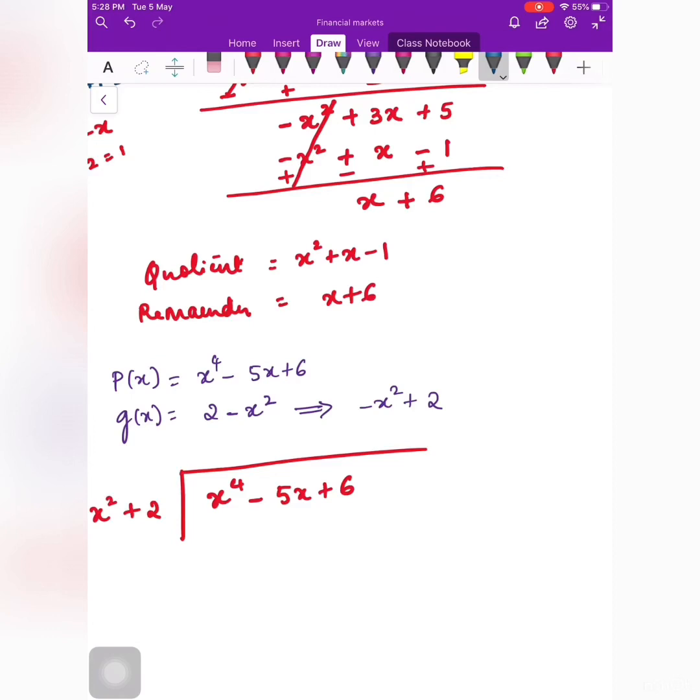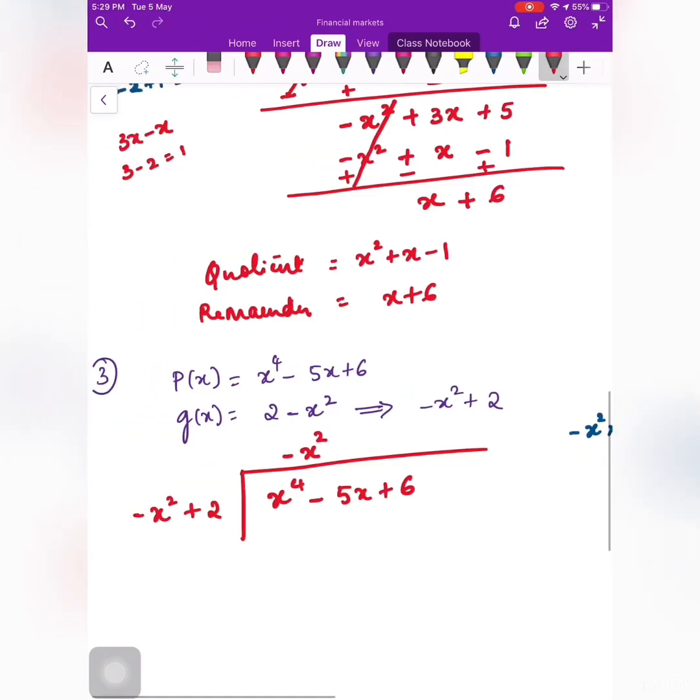From 2 minus x square, if I multiply another minus x square, I am going to get plus x raised to 4, right? So that is what I need in the first term here. So what I am going to do is, I am going to multiply the whole of this divisor with minus x square, right? So minus x square into minus x square is plus x raised to 4. So next term is plus 2 into minus x square, which is plus and minus is minus, 2 into x square is 2x square.